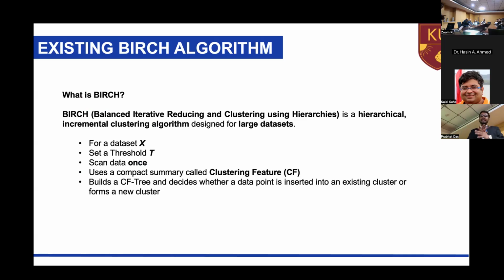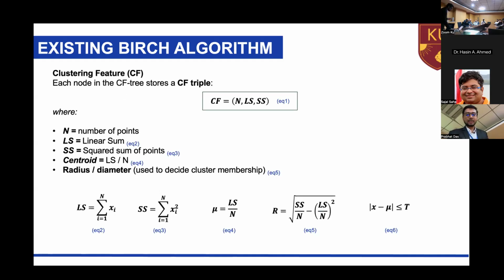For dataset X, we have to define a threshold T. And once the threshold T has been defined, it scans the data, creates cluster features, and based on the cluster features it decides whether the data has to be ingested into the cluster or excluded. This was a very brief summary. But if I had to explain in a more detailed manner that everybody could understand, that is based on the mathematical equations. So here I'm going to present the mathematical equations of the existing BIRCH algorithm.